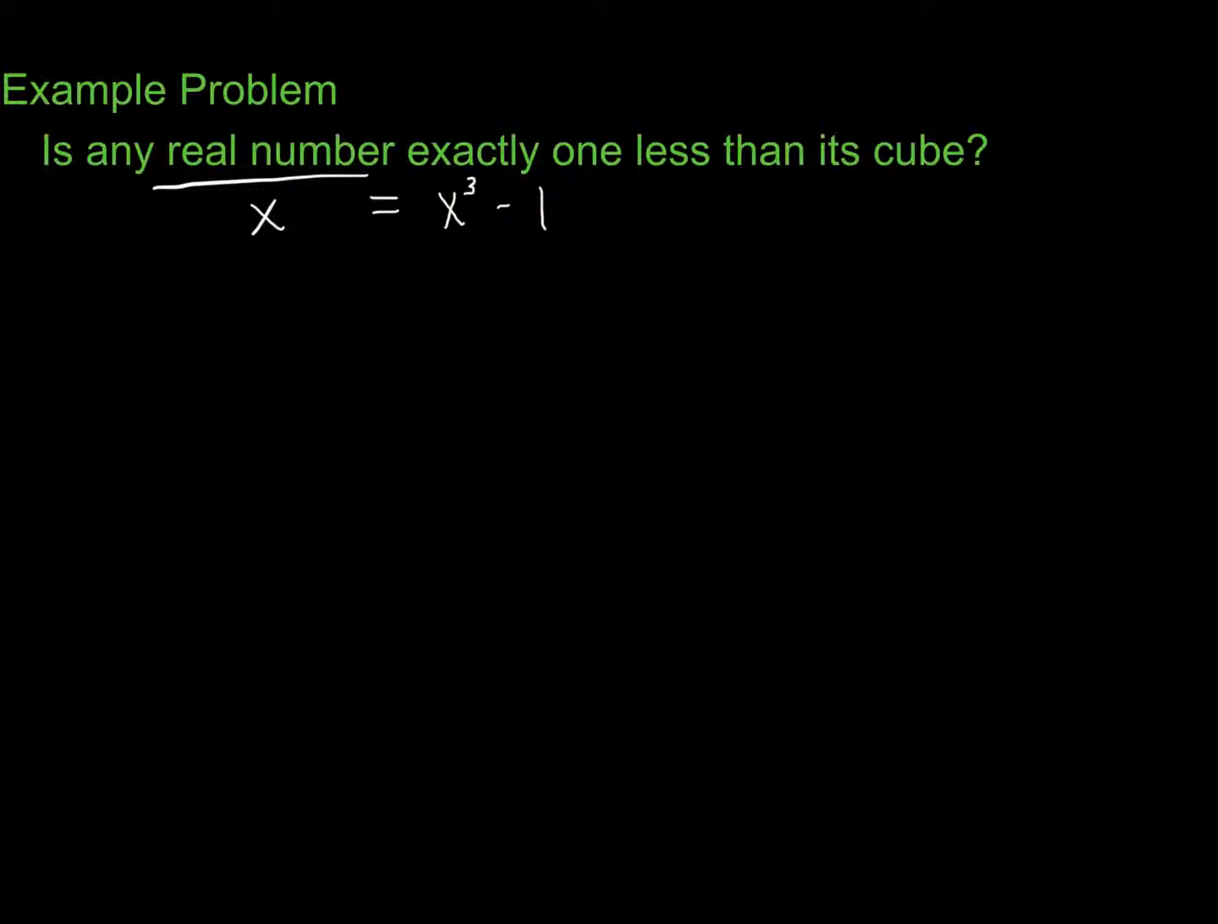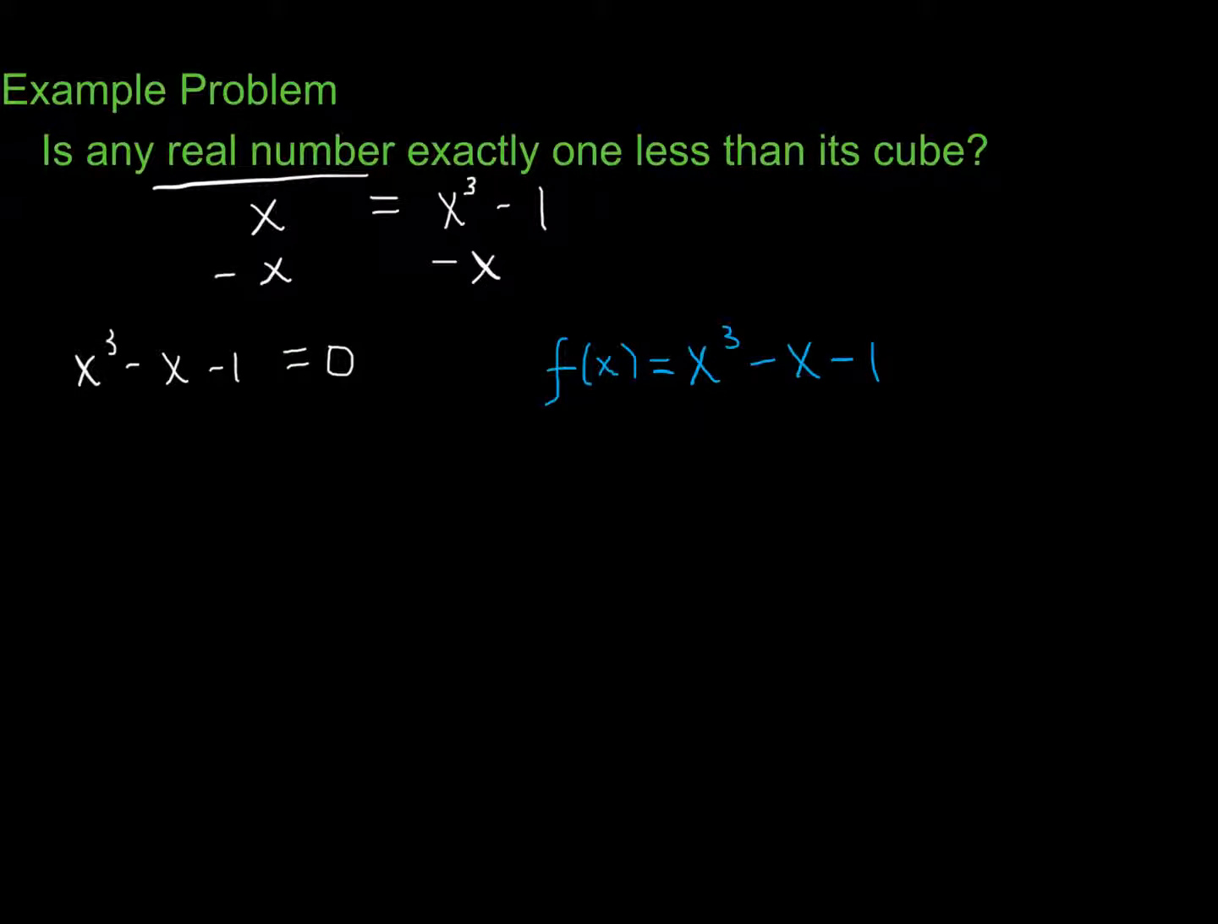If we subtract x on both sides, we have an equivalent equation that I'm going to rewrite over here, which is x cubed minus x minus 1 equals 0. What this equation is really asking us to find are the roots of this cubic function. So let's write this function out and see if we can apply the intermediate value theorem. This function, f of x, is x cubed minus x minus 1.